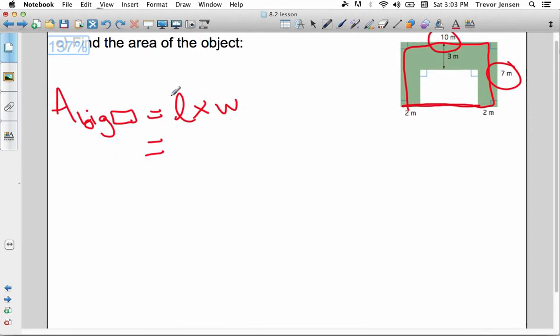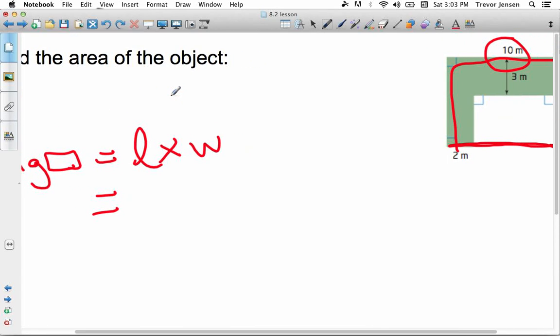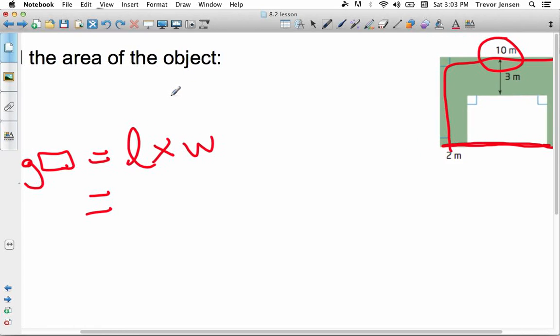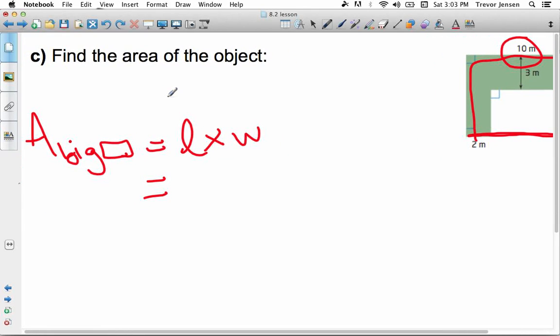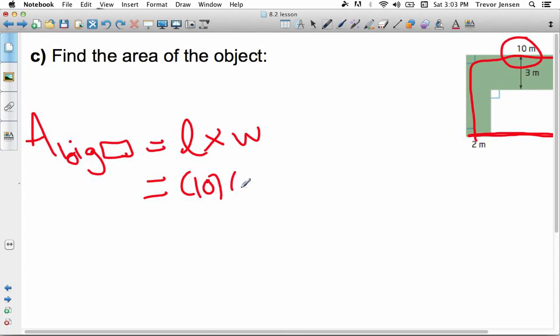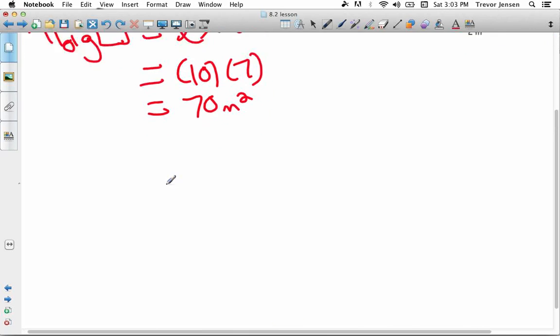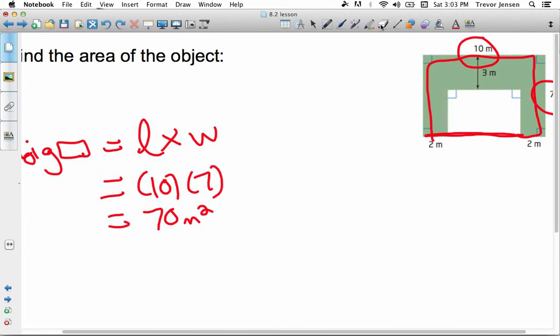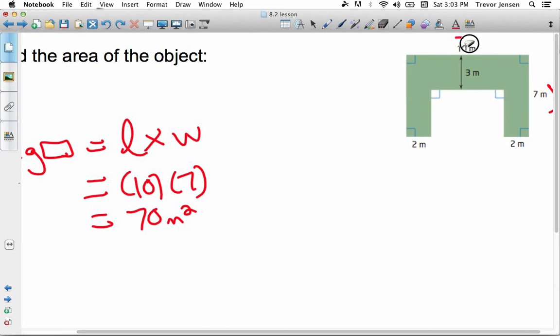I'm just going to zoom in so you can see that a little bit better. So it gives me 10 and 7 as my length and my width. So I can plug that in to my formula. And I get 10 times 7, which is 70 meters squared. If I now want to find the area of the smaller rectangle that has been cut out, I can do that.